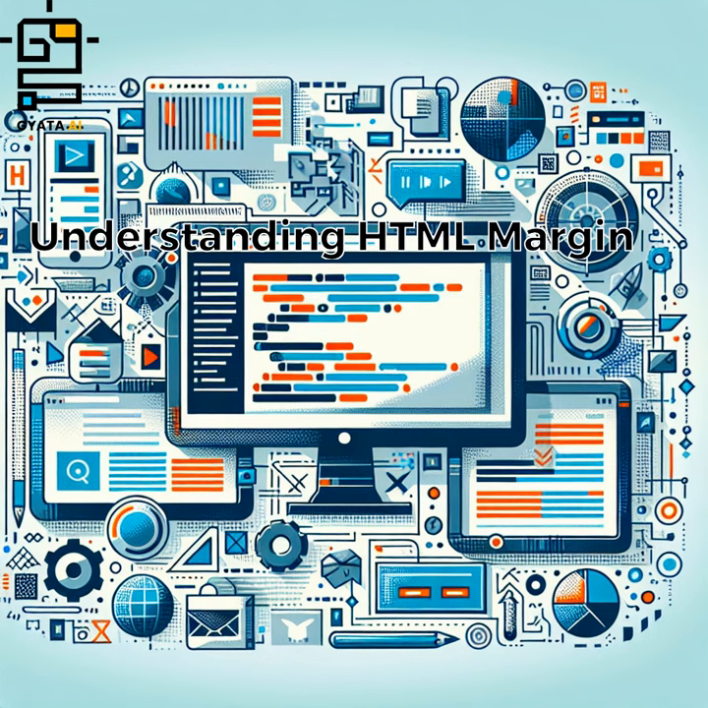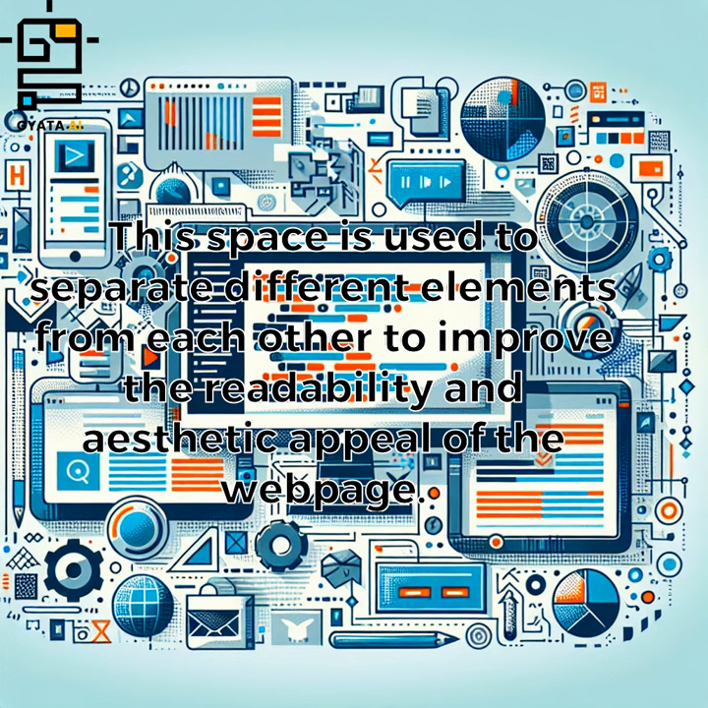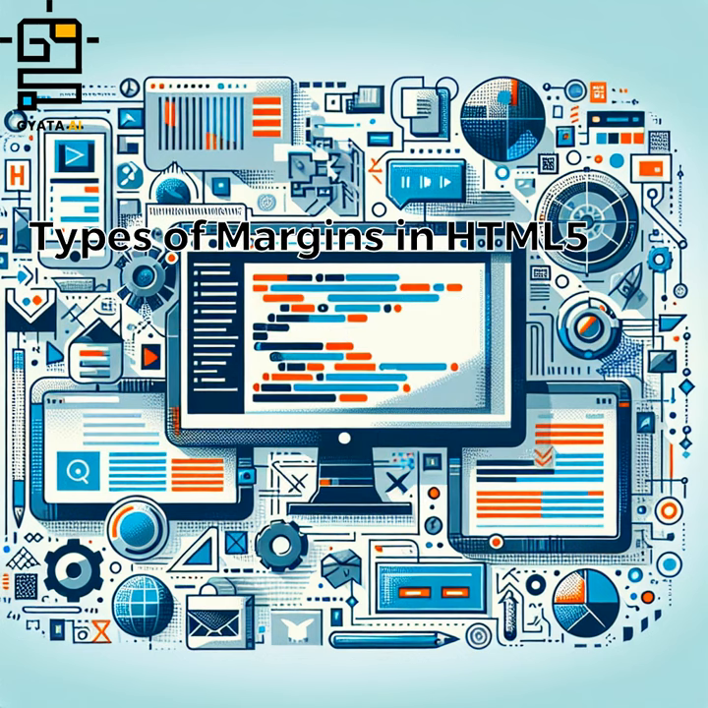Understanding HTML margin. HTML margin is the space between the border of an HTML element and the surrounding content. This space is used to separate different elements from each other to improve the readability and aesthetic appeal of the web page.